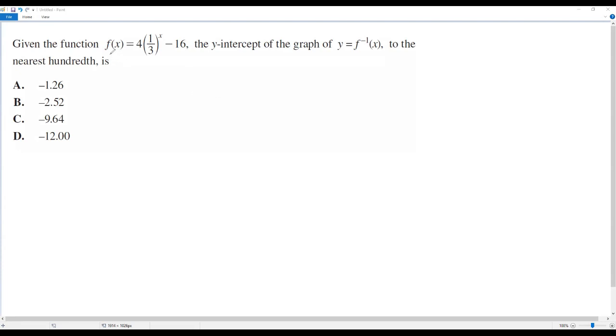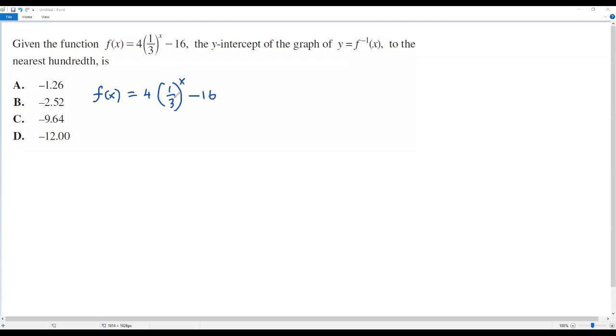Okay, there is a function given, that is f of x equals 4 times (1/3) to the x power minus 16. And we have to find the y-intercept for f inverse of x. So our first work is to get f inverse of x from the given function. Let me write the given function as it is: f of x equals 4 times (1/3) to the x power minus 16.